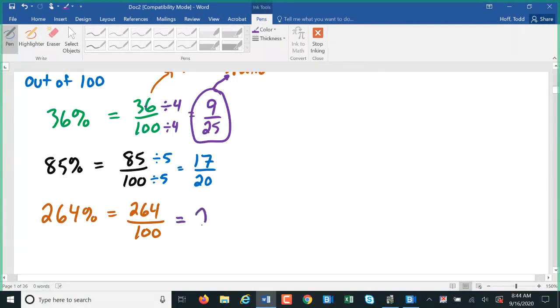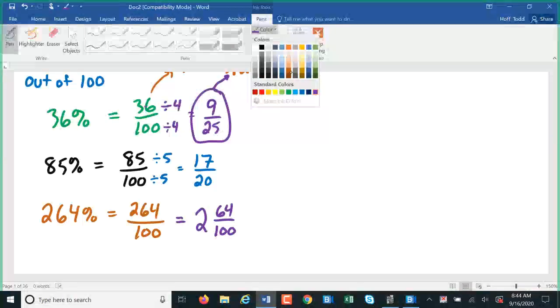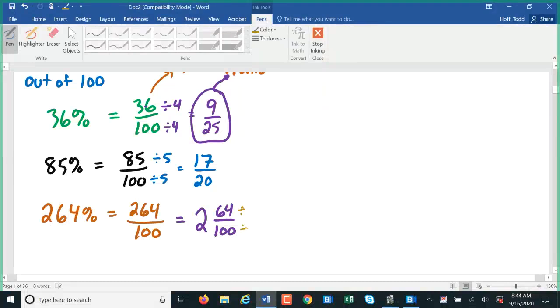100 goes into 264 twice, with 64 left over. Now we can reduce the fractional portion of that. Both 64 and 100 can be divided by what number? They're both even, so we could divide by 2, but we could also divide both of them by 4. So let's go ahead and go for the 4. 64 divided by 4 is 16. 100 divided by 4 is 25. Don't forget the 2 for the whole number there. So 2 and 16 out of 25.